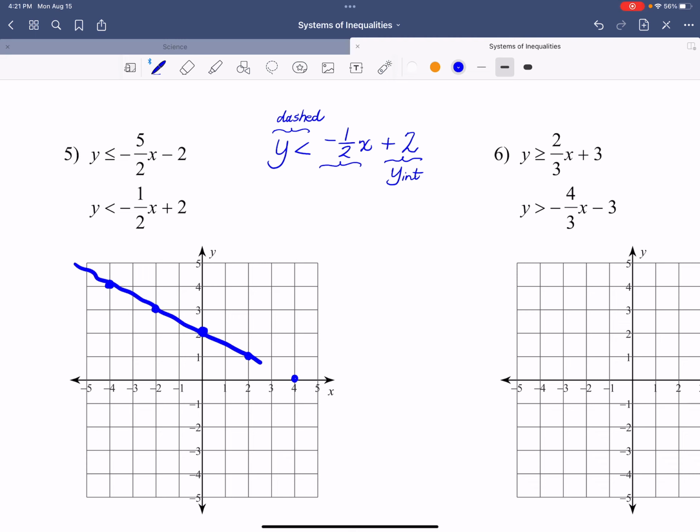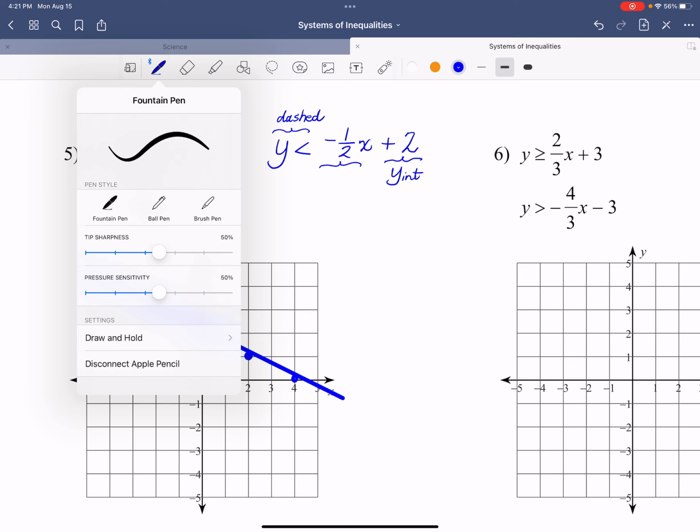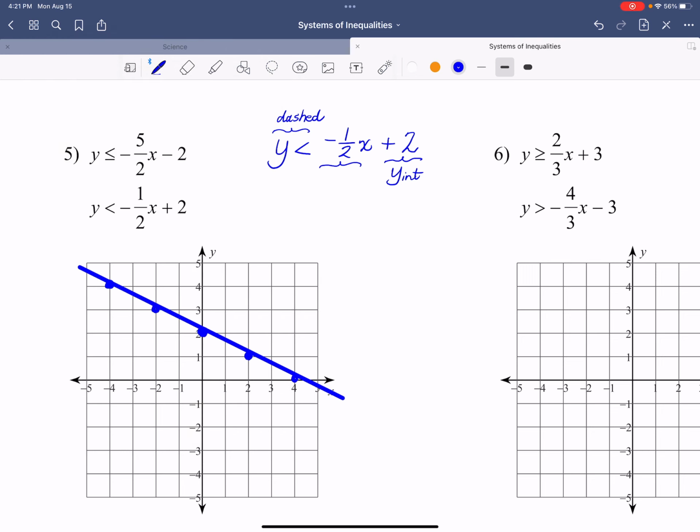This just feels right to me. It's not a very steep slope. It is going in the negative direction. Looks pretty good. It does need to be dashed. So let me put the dashes in.